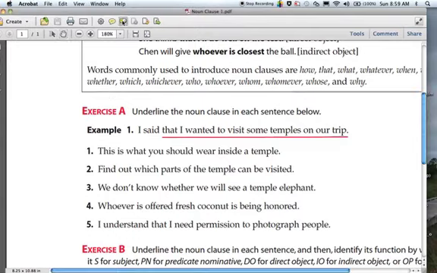Let me get out my trusty dusty little highlighter there. Dun dun dun dun. Dun dun dun dun dun.